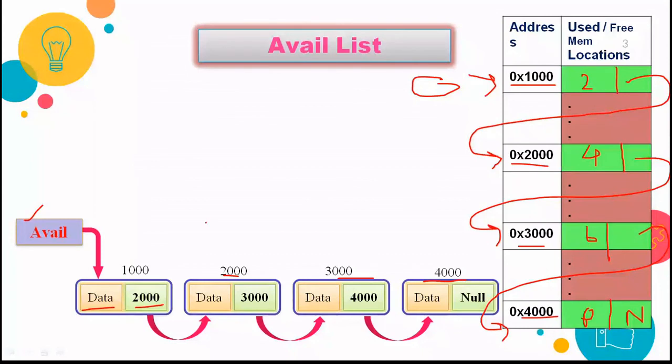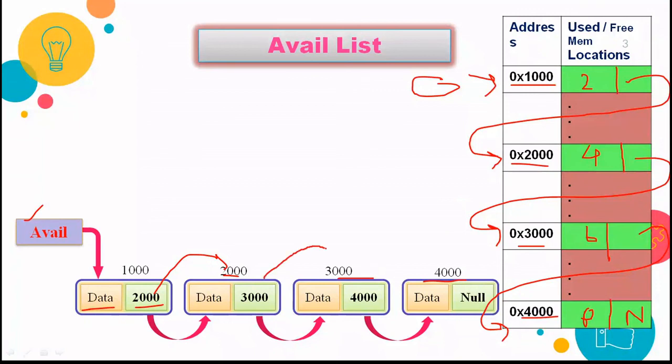So this avail will store the address of the first node of the memory location which is free, and then the first node will store the address of the next node. As I have told you, this node will store the address of the next node, that is 2000. The first node is storing the address of this node, and then this node is storing the address of the next node, that is 3000.